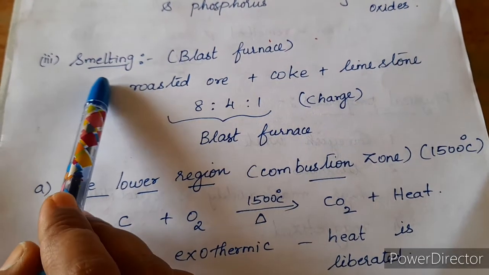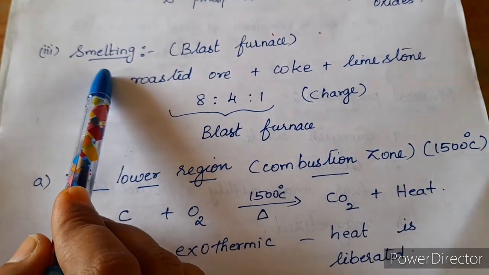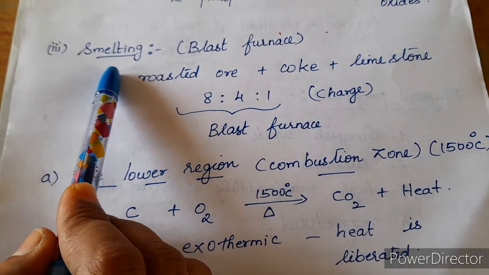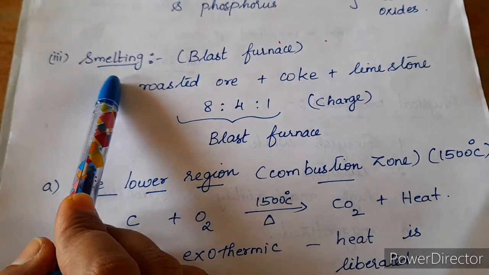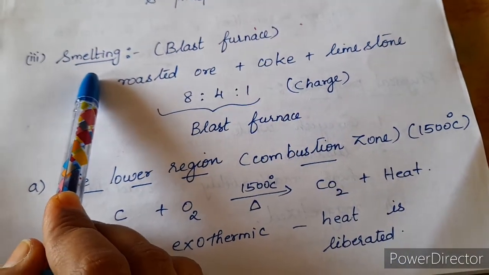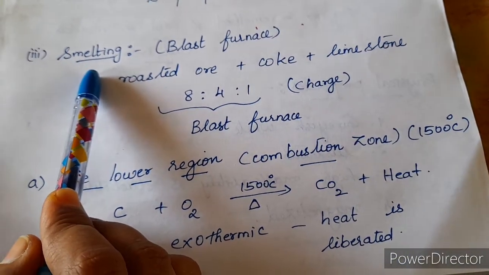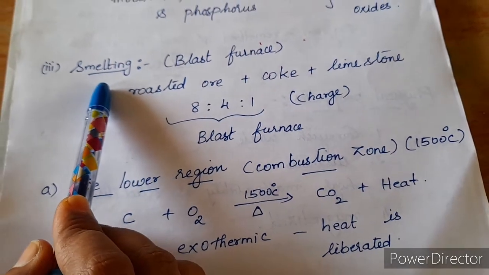Now the next is the smelting process. We saw the diagram, isn't it? The smelting process, the blast furnace. I've explained the blast furnace using the picture. Now we are going to see the process. What are the reactions that take place in the blast furnace?